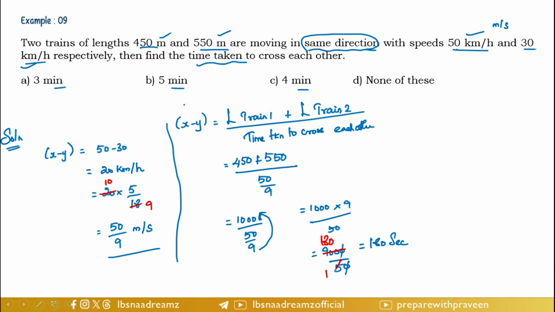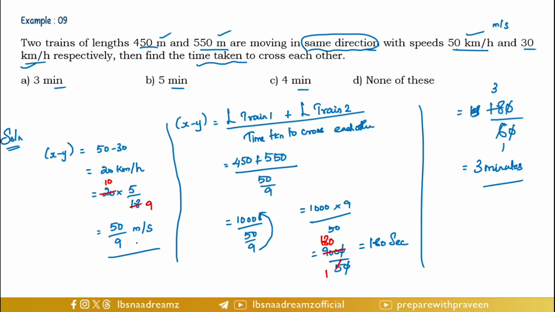So to convert 180 seconds to minutes, 180 divided by 60, 6 3s are 18, which is equal to 3 minutes. So option A is the right answer. Yes, option A is the right answer.